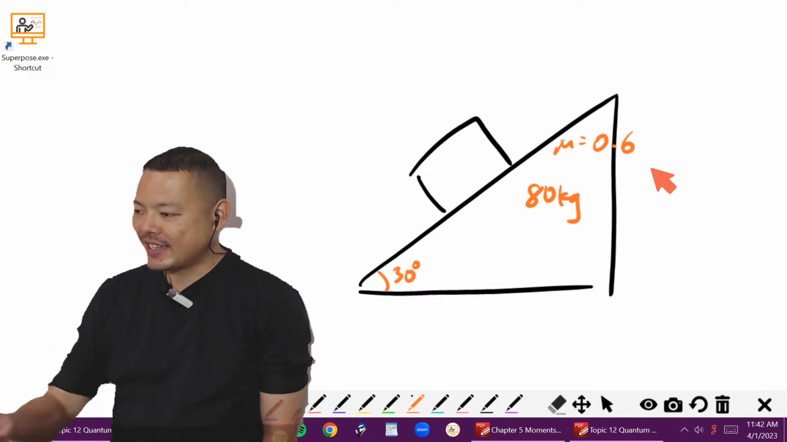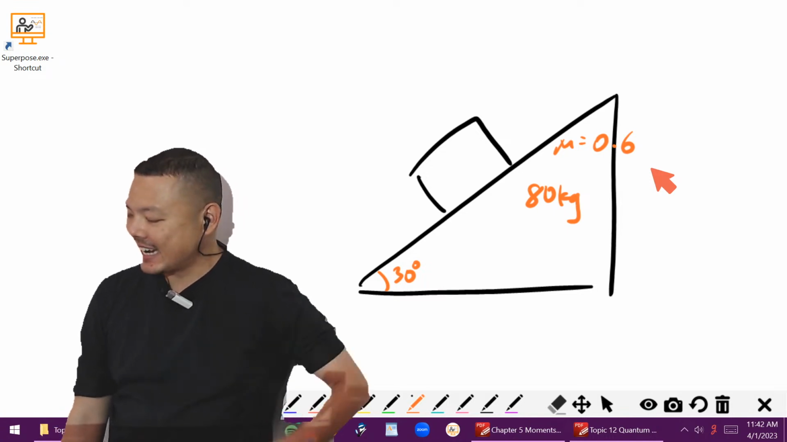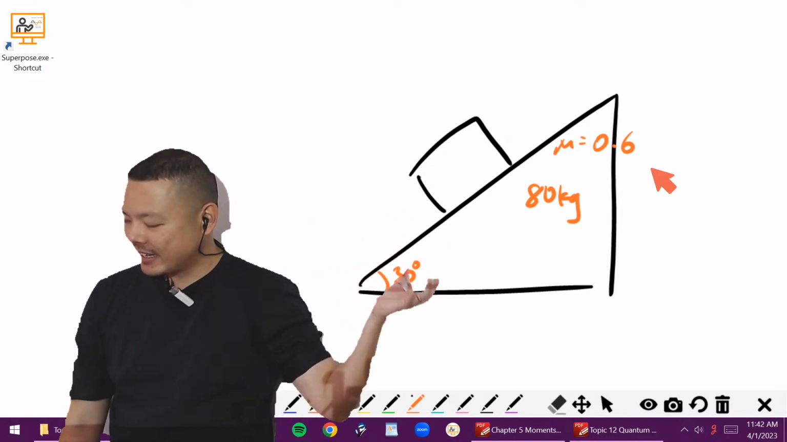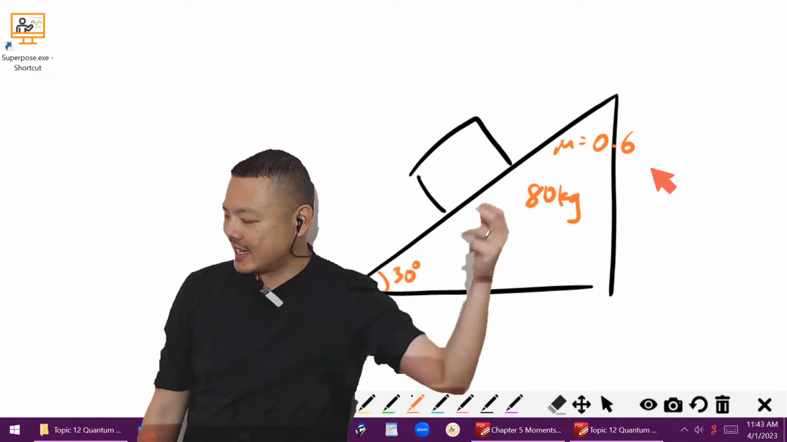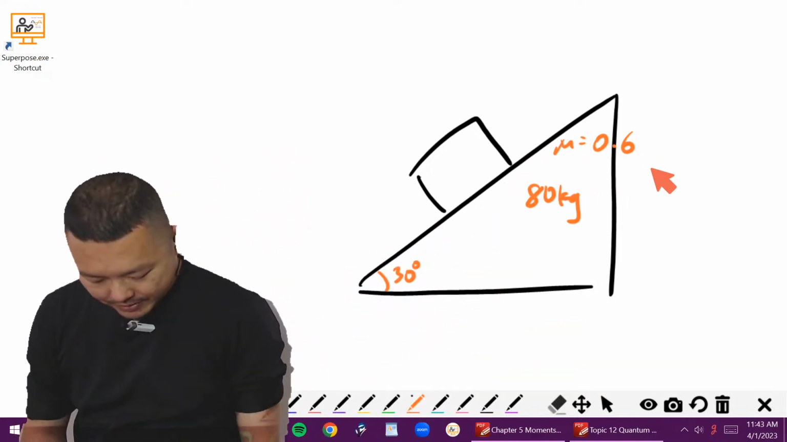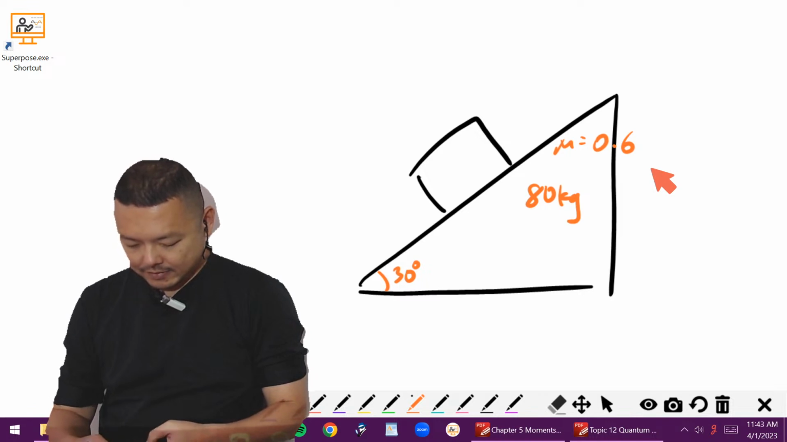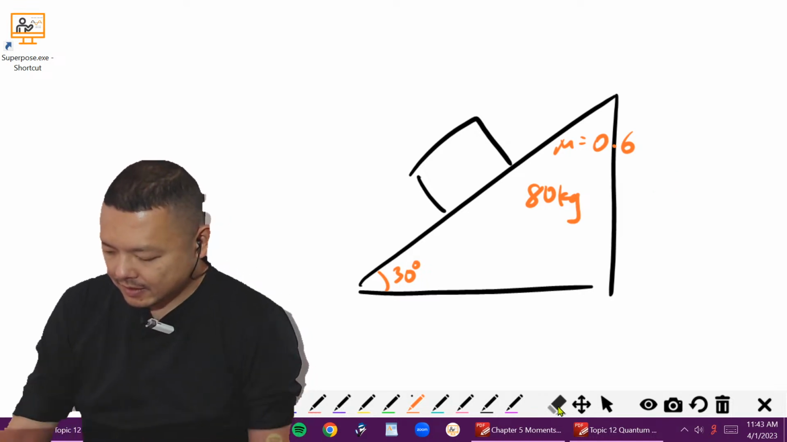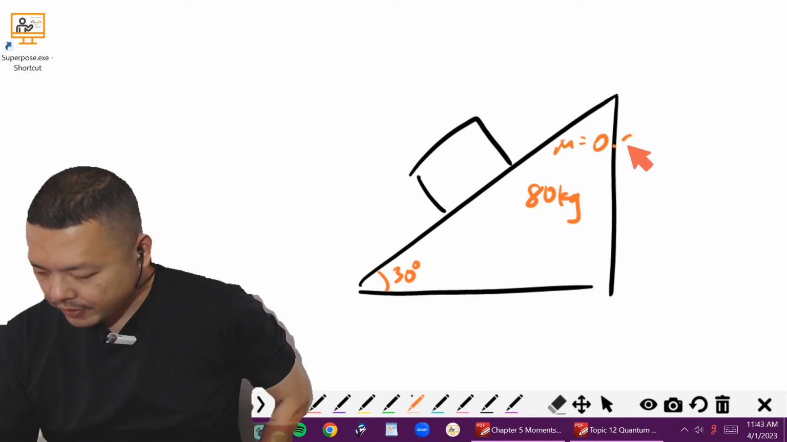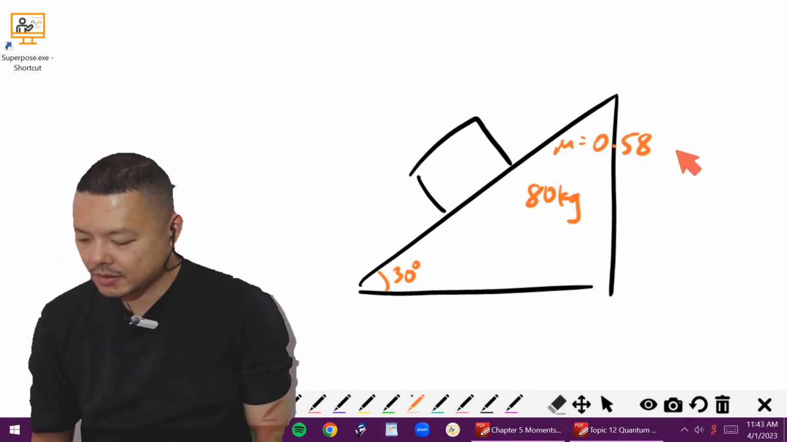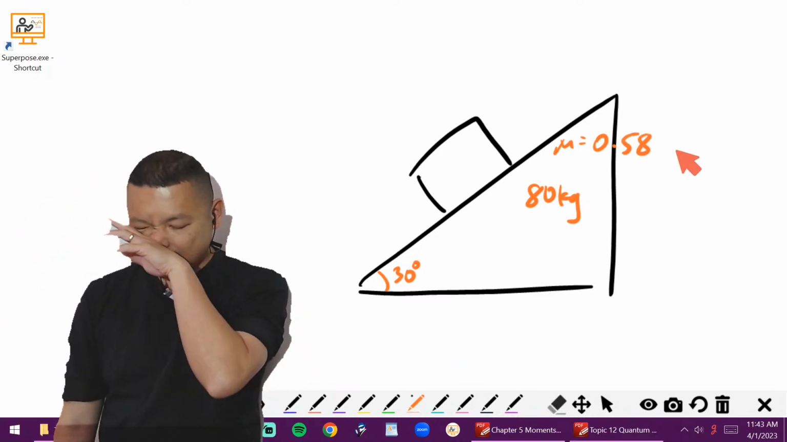So you basically have to do everything. It's like I give you a box sitting on a slope, 30 degrees, coefficient of friction is 0.6. Oh wait, hold on. To be specific, 0.58. What's going to happen to this box?